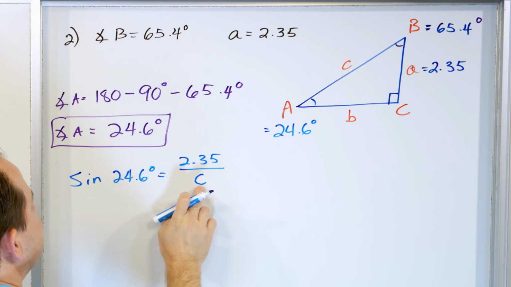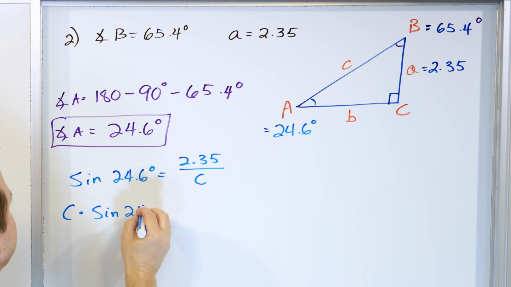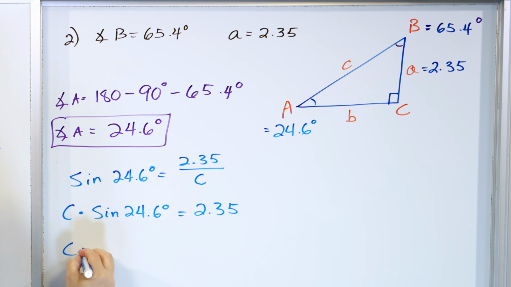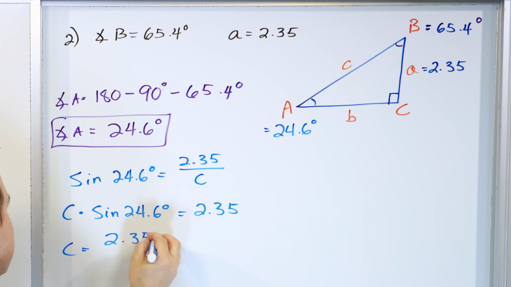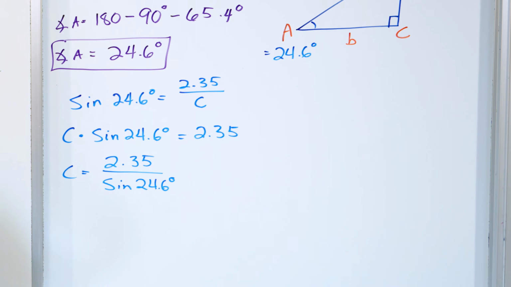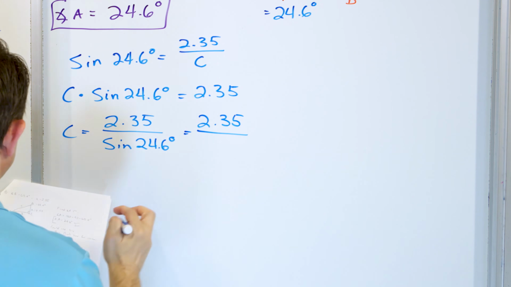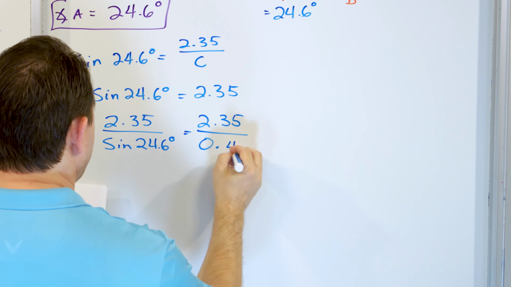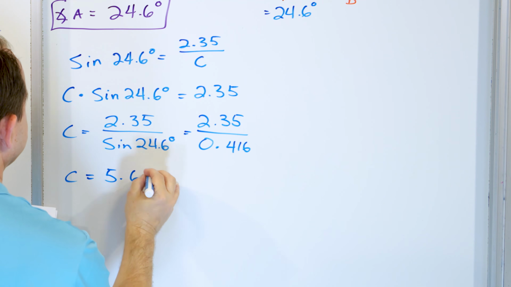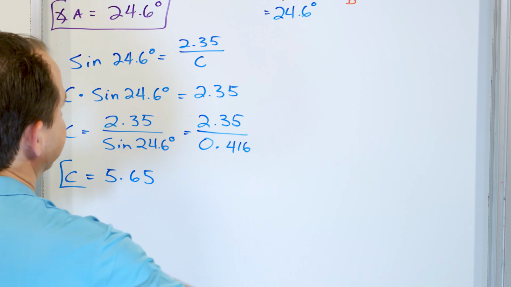Now we want to solve for the variable C. So if we multiply both sides by C, we'll get C multiplied by the sine of 24.6 degrees, and that's going to equal 2.35. And then if I divide over here, then C is equal to 2.35 divided by the sine of 24.6 degrees, right? And the sine of 24.6 degrees works out to be 0.416 in a calculator. And then 2.35 divided by this, you'll get 5.65. And that's the final answer for the value of C, or for the length of side C.